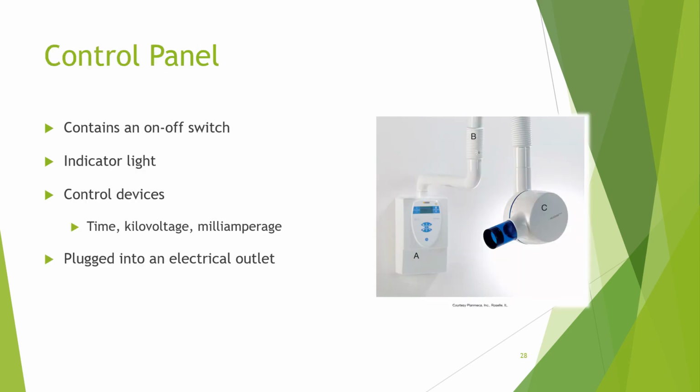First, we have the control panel, which has an on-off switch. That's handy. It has an indicator light, and it has control devices. Sometimes it will have kilovoltage and milliamperage, and we'll get into that more. And every single control panel is going to have some type of settings where you can change the amount of time. And then it's going to have a plug because it needs to be plugged into an electrical outlet. So the portion, usually mounted on the wall, that allows the operator to turn the machine on or off and adjust the exposure time is called a control panel.